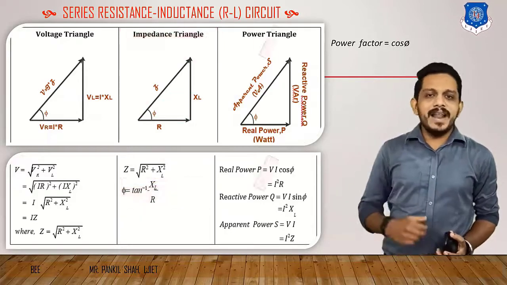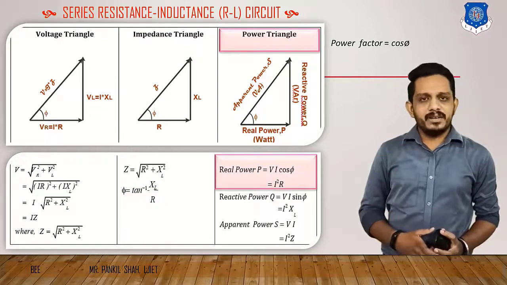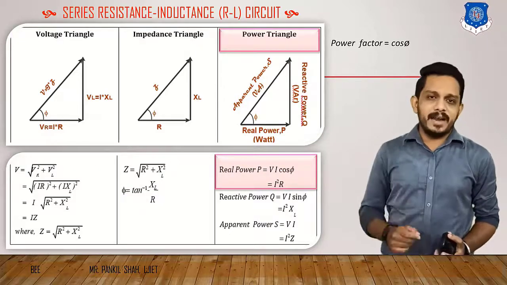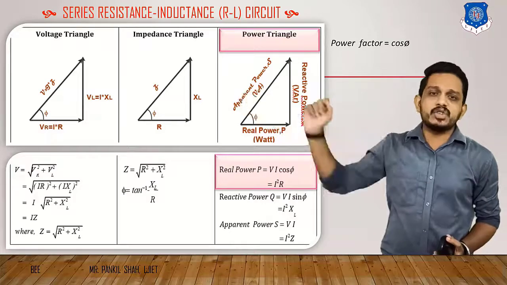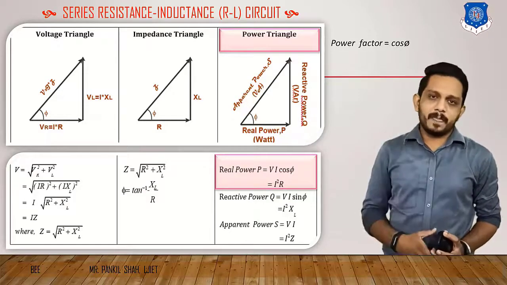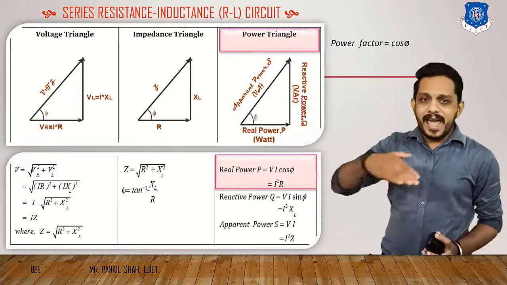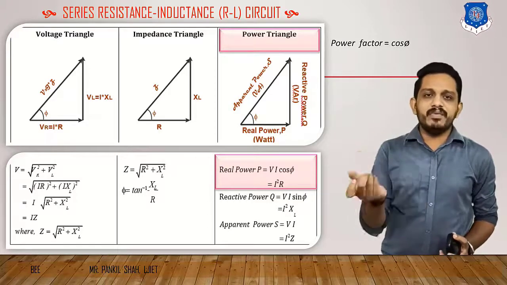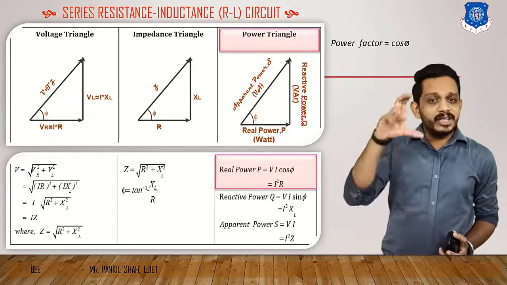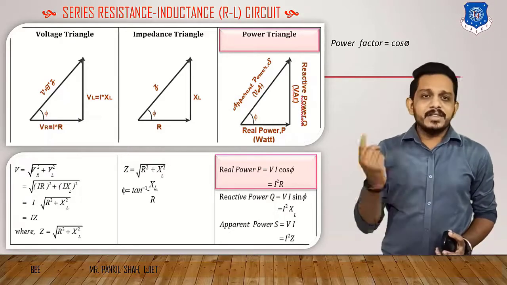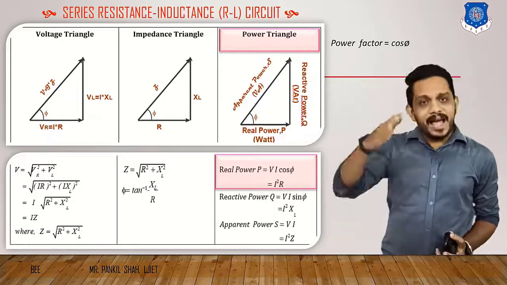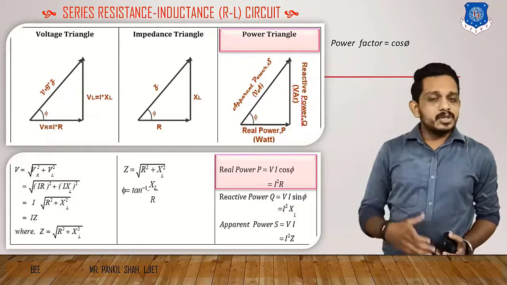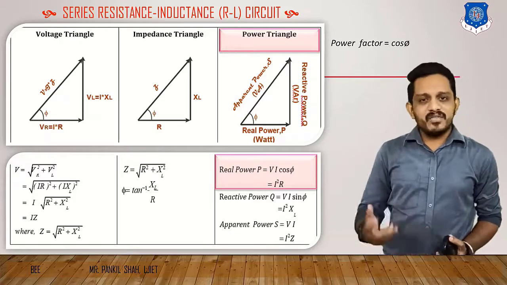Now let's see the power triangle. If you want to find the power triangle, then you have to multiply each side of the voltage triangle by I. If we multiply the x-axis by I, then it will be I into VR, or you can say VR into I. This side is VL, so I into VL will be this side, and the diagonal will be capital V, so it will be IV. So this is known as the power triangle.